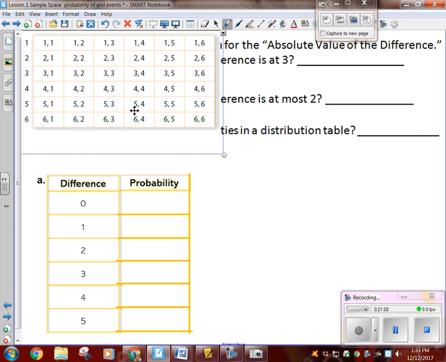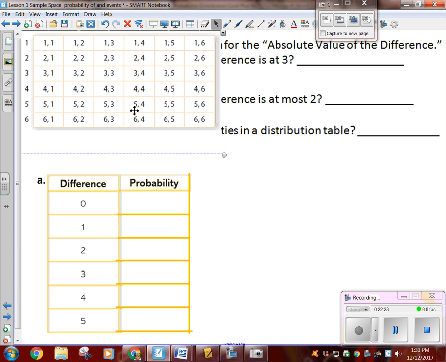How many times is that going to happen when I mentally subtract and get 0? It's going to happen here, here, here, here, here, and here, right? 3 subtract 3, 4 subtract 4, 5 subtract 5. Now, it doesn't matter the order because it says absolute value of the difference. Did y'all catch that?